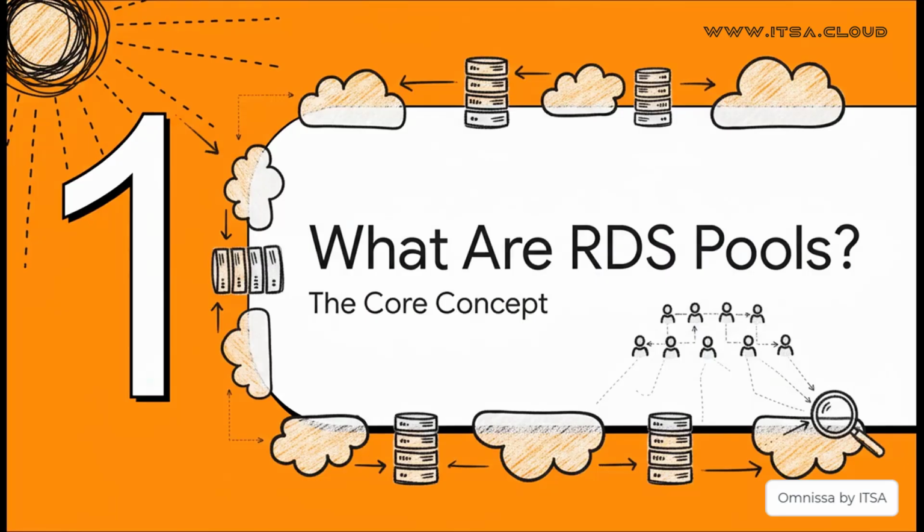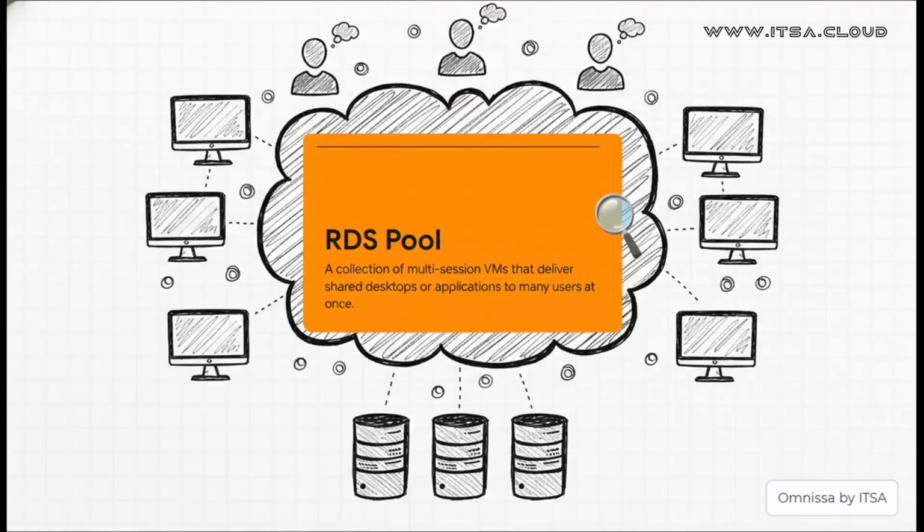Okay, let's start at square one. What exactly is an RDS pool? The two words you absolutely have to remember here are multi-session and shared. Think of it like this. It's a collection of powerful server VMs, but instead of one user getting one machine, you have many users all logging into a single server at the same time, sharing its resources to run their desktops or their apps.